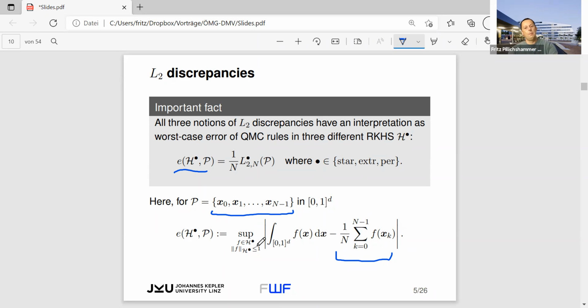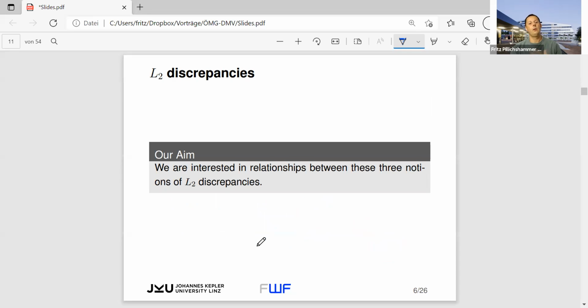I will say a bit more on this, and we will also, as already mentioned, use this fact in one of our proofs later on. But this is really an important relation and can be exploited at several places. So we are now interested in relationships between these three notions of L2 discrepancy. We ask ourselves, how are they related? L2 star, L2 extreme, L2 periodic discrepancies.